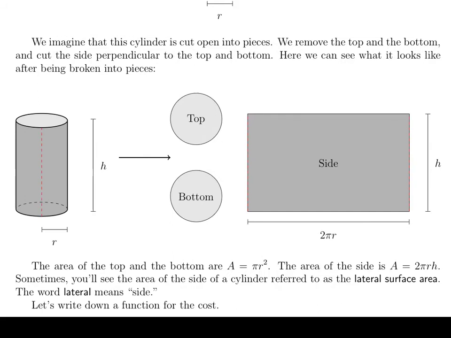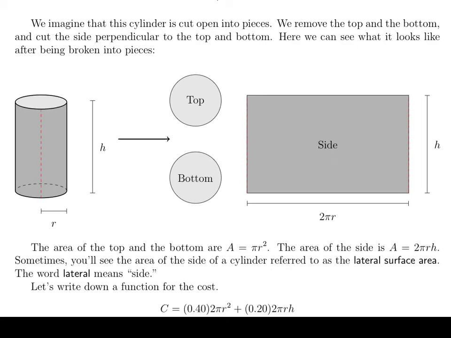Now let's write down a function for the cost, the cost to manufacture the can. So the cost to manufacture the top and the bottom is 40 cents per square centimeter. Keep in mind that all of our measurements here, the R and the H, are measured in centimeters. So our first term in the cost here is 40 cents times the area of the combined top and bottom.